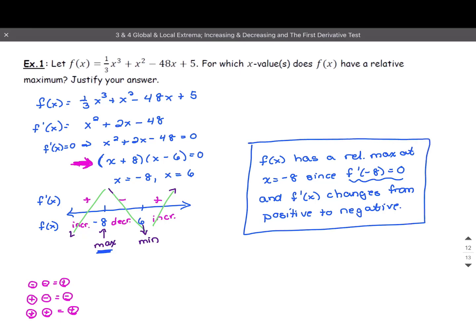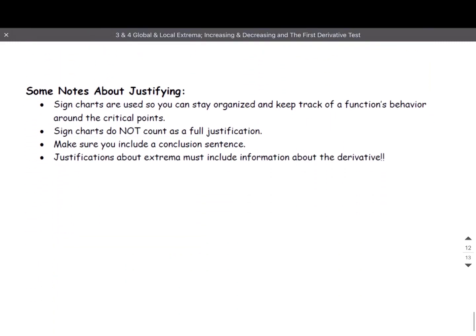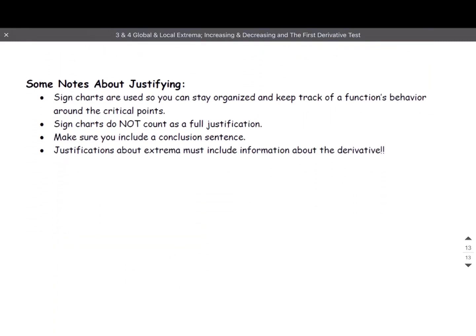It has to be identified as a critical point before you can use the rule that f prime of x changing from positive to negative gives you a maximum. Some notes about justifying. Sign charts or number lines are used so you can stay organized and keep track of a function's behavior around the critical points. Sign charts do not count as a full justification.